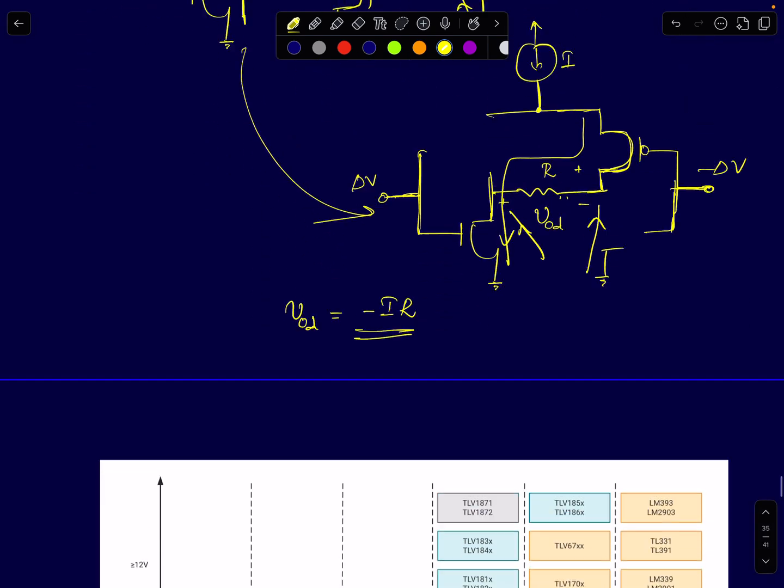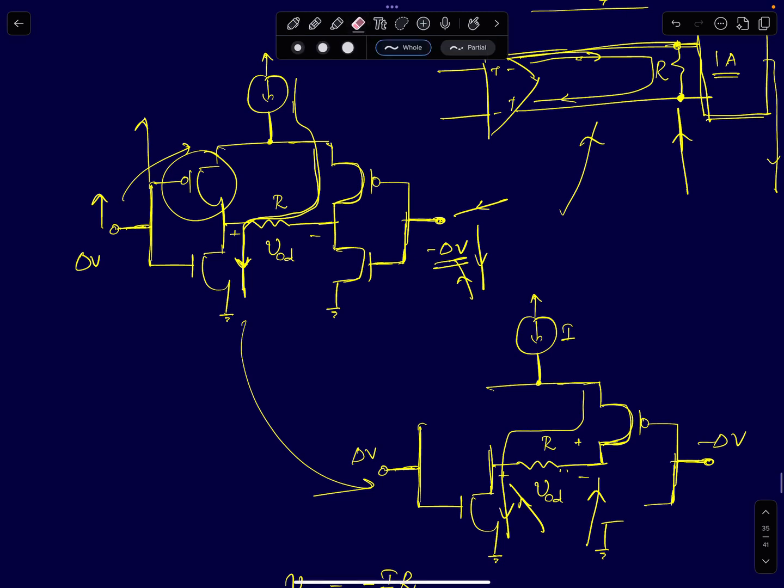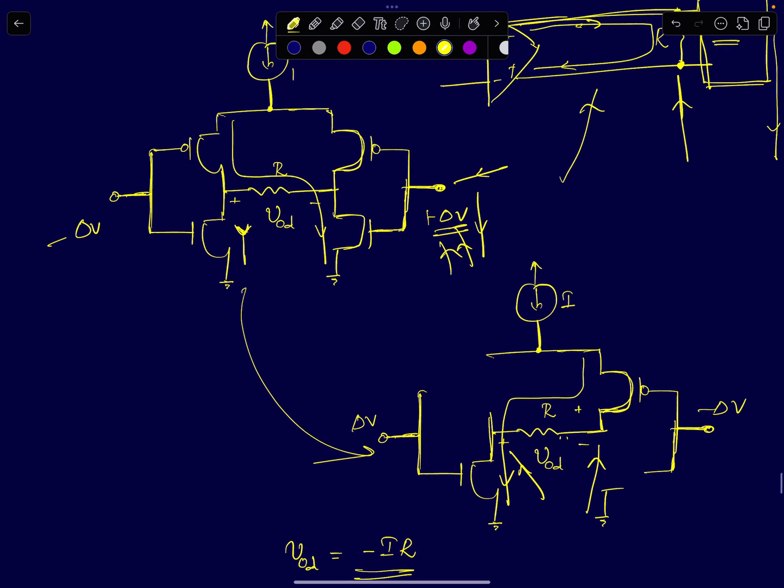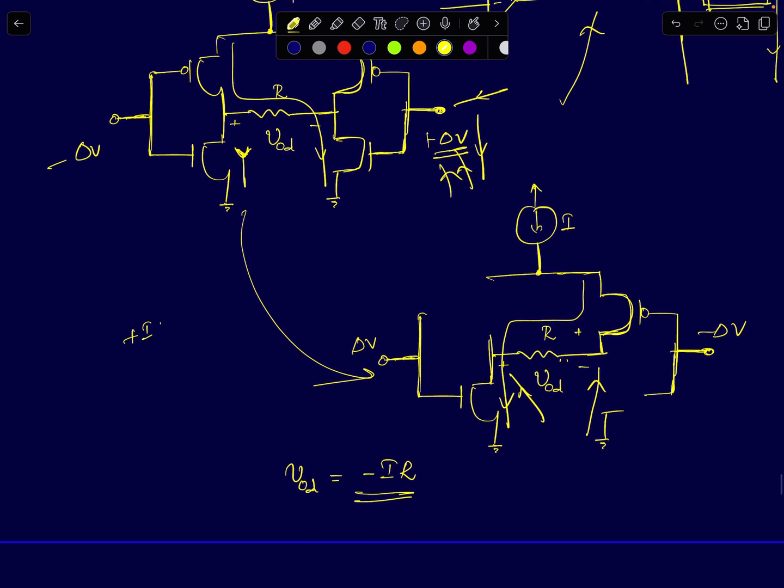If you apply a negative delta V and a positive delta V here, the path for current is going to look something like this. The current will flow through this. This will be your path for current, and the differential output voltage will be plus IR. Okay, so that's how an LVDS circuit will operate.